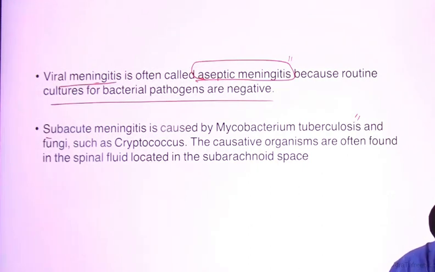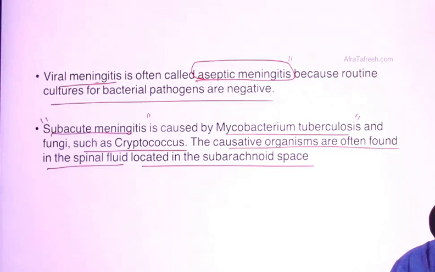Subacute meningitis is caused by Mycobacterium tuberculosis. They call it subacute because the changes take time. And fungi like Cryptococcus neoformans also cause a subacute type of meningitis, obviously secondary to an immunocompromised state like HIV, where it is the most common cause of meningitis. What is it? Cryptococcus neoformans. The causative organisms are often found in the spinal fluid located in the subarachnoid space.